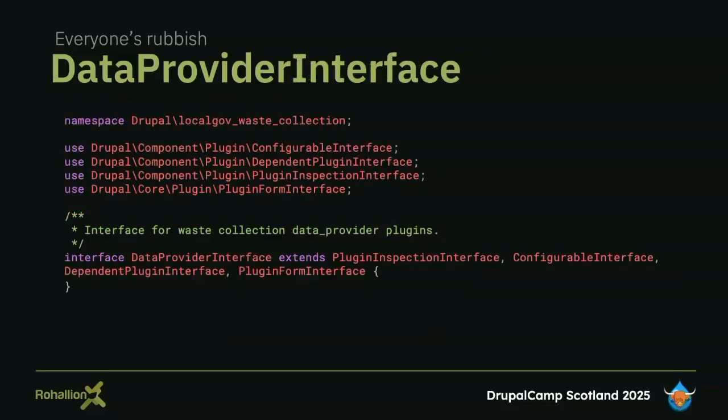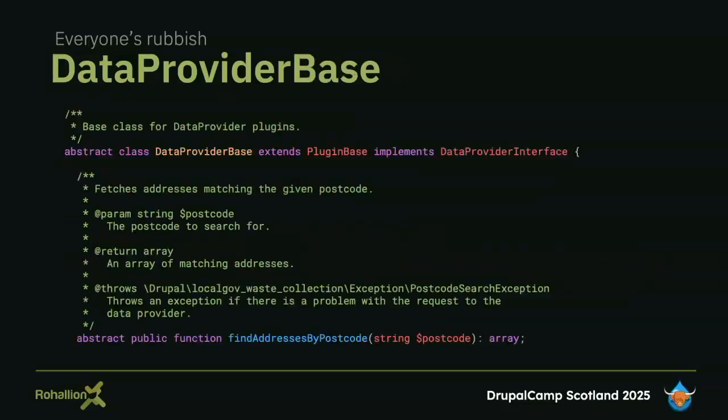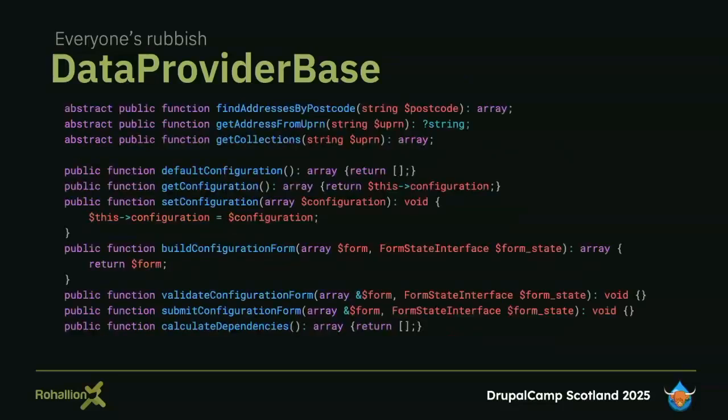The data provider interface is a composite interface, just combines standard Drupal plugin capabilities. The real work happens in our module's data provider base. So this extends Drupal's plugin base and implements the previous data provider interface that we just saw. And really, these are the methods in this class. Three very familiar abstract methods at the top that we're asking plugins to implement: find addresses by postcode, get address from UPRN, and get collections. And the rest are Drupal plugin management methods.